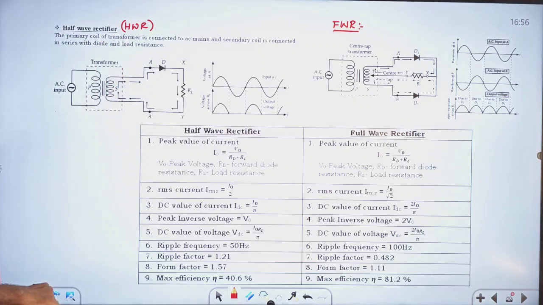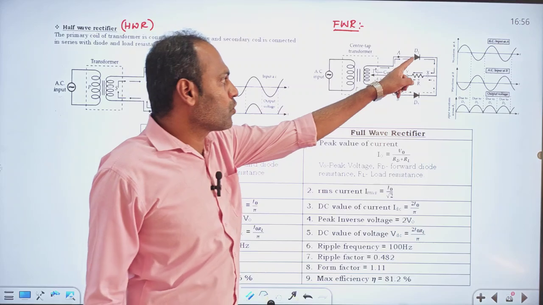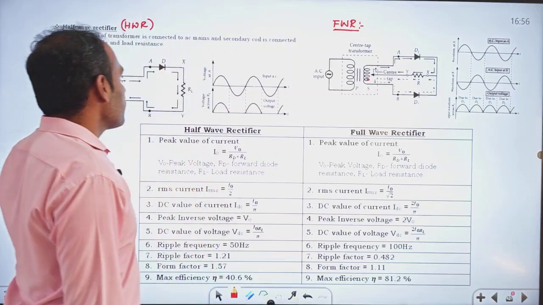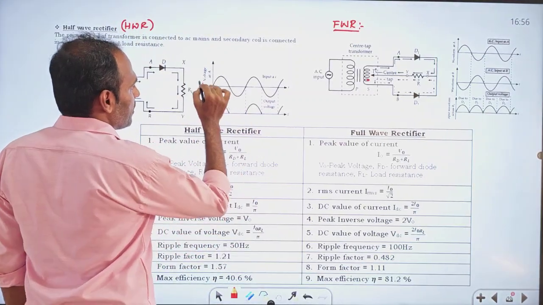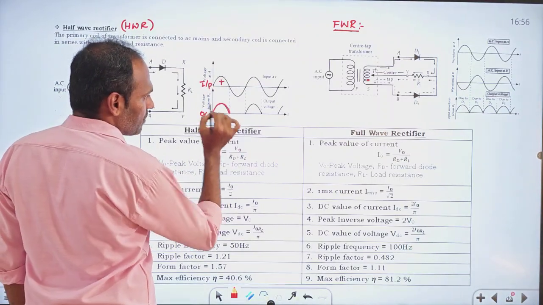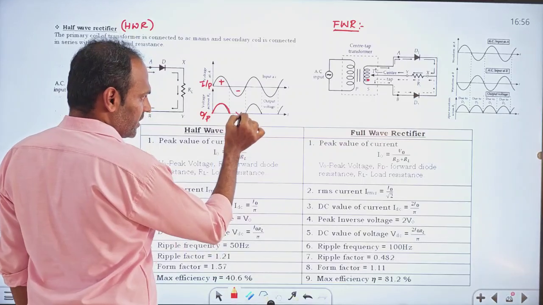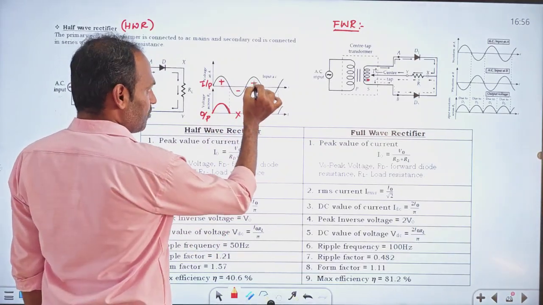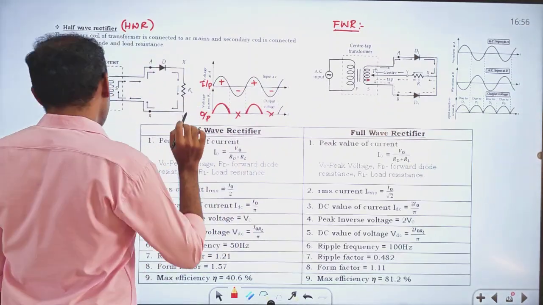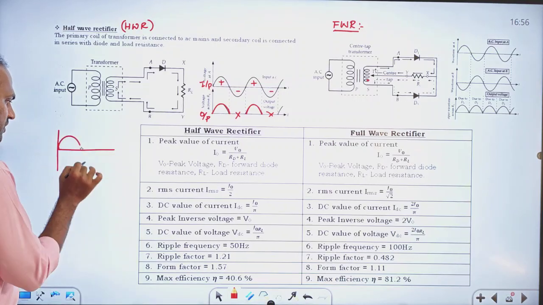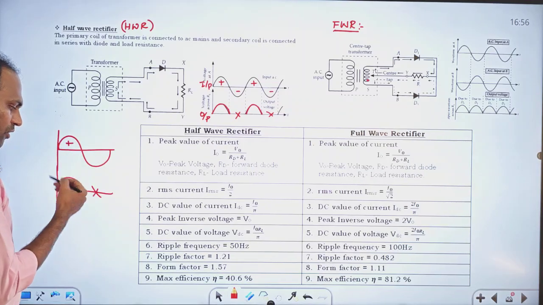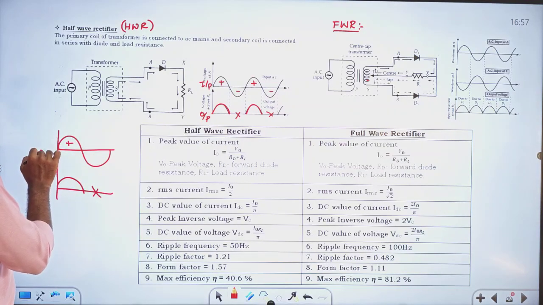See, in half wave rectifier we have only one diode. In full wave rectifier we have two diodes, D1 and D2, and there is a central tap connection. In half wave rectifier, see, this is the input AC, this is input and this is output. When AC is in positive half cycle you are getting the output, but when AC is in negative half cycle you are not getting the output. Again, when AC comes to the positive half cycle you are getting the output. When it comes to negative half cycle there is no output. So in one full cycle of AC, you are getting output only for positive half cycle. That's why this is called half wave rectifier.